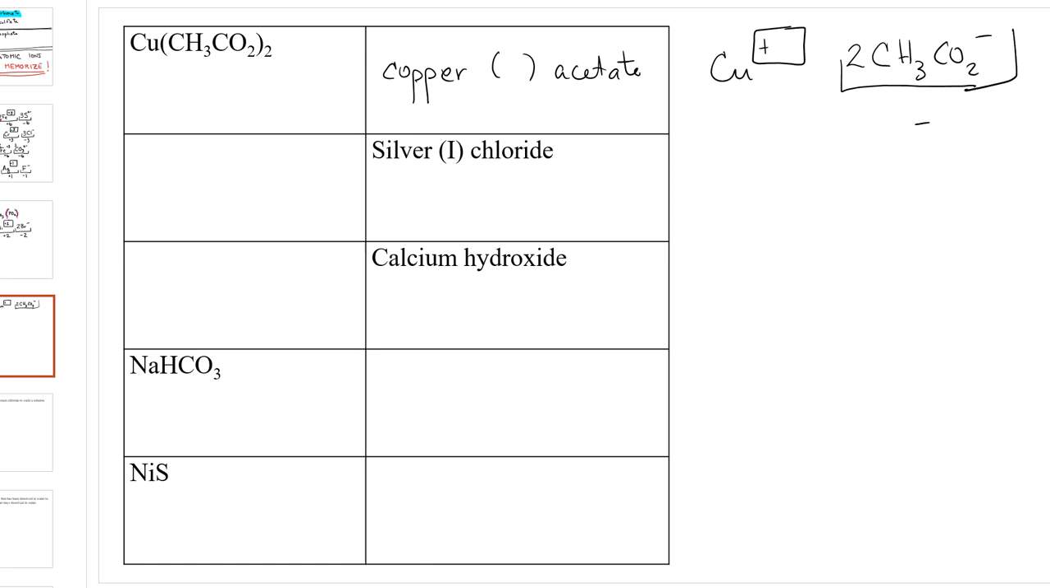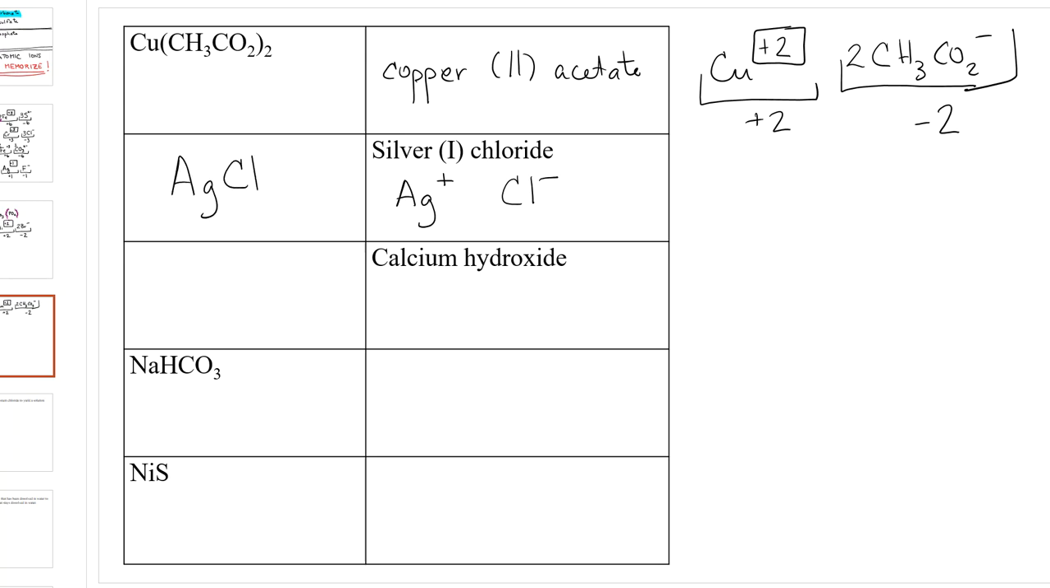Overall, this has -2, so that portion of the compound is -2. So the positive portion has to be +2 in order to balance it out, have it come to 0. So this guy is copper 2 acetate. Silver 1 chloride is Ag, that has a +1 charge. Chloride has a -1 charge. It is a match made in heaven.